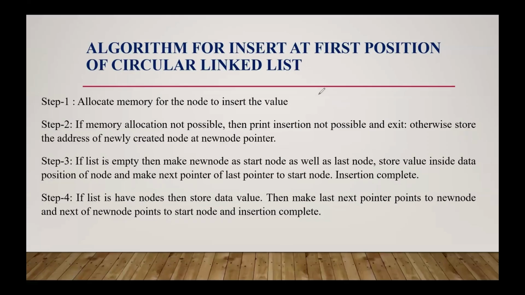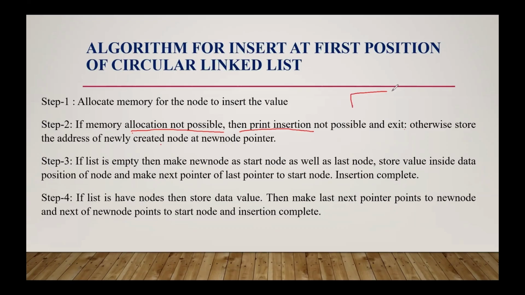For example, we go for memory allocation and memory allocation is not possible. At that time, what happens? We have to print that insertion is not possible and exit. Otherwise, the address of the newly created node is the new node. For example, in the first case, memory allocation is not done, so we simply print and exit. The next time we run the program, memory allocation is done.